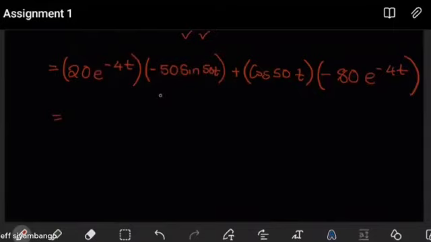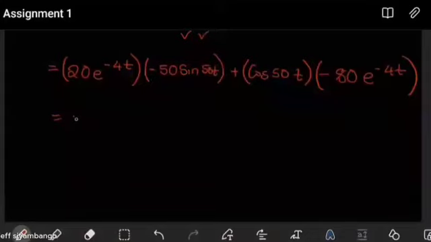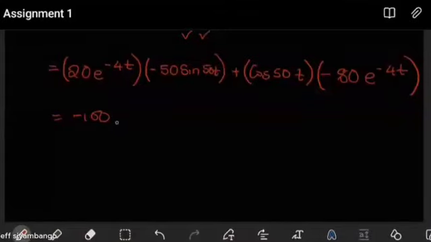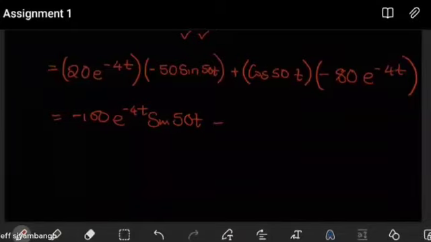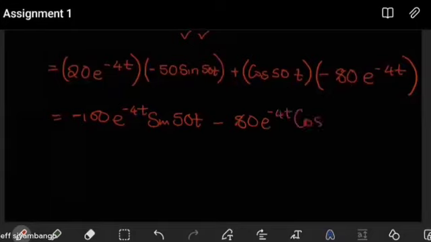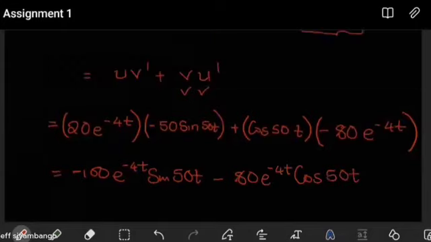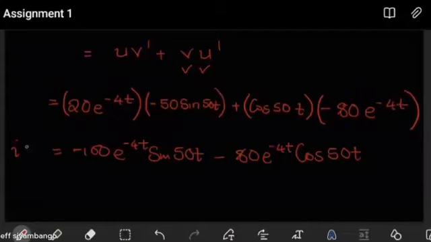So the numbers can multiply. 2 and 5, that's 100. So this will be, there's a minus there, so I'll say minus 100. I'll start at the exponent. And then we have sine 50t. And then there's a minus coming there as well, so I'll say minus here. And the 80 e minus 4t. And then we have cos 50t. So this becomes our current function of time.